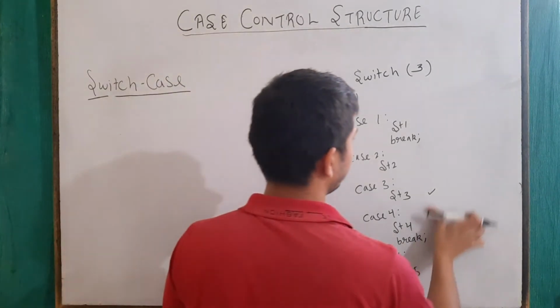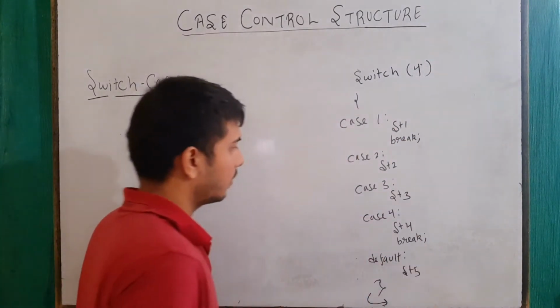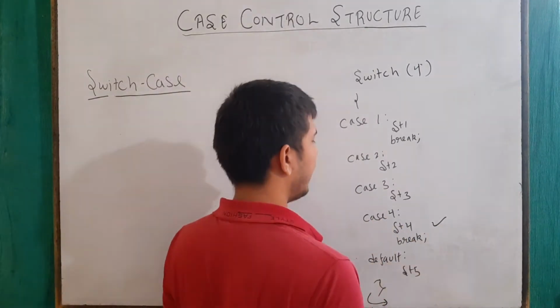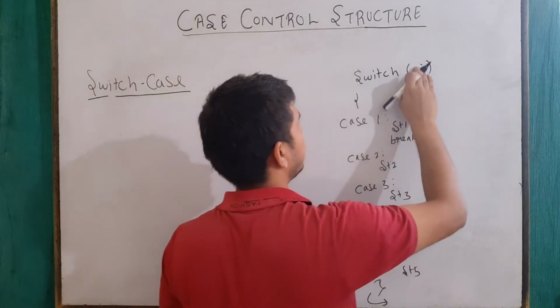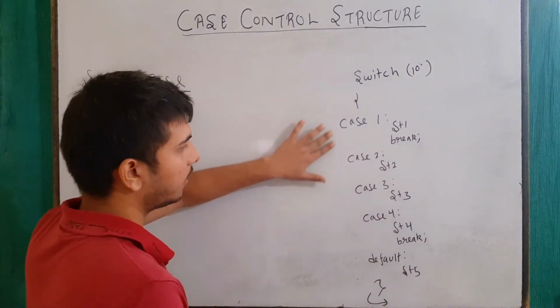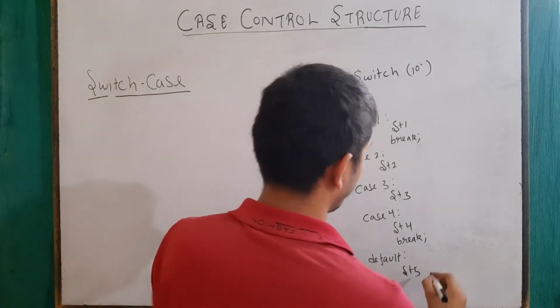Now let's say here was switch 4. Then only this case is true, so only statement 4 will execute. And if let's say here was 10, note that none of these cases are true, so it will go to the default and execute statement 5.